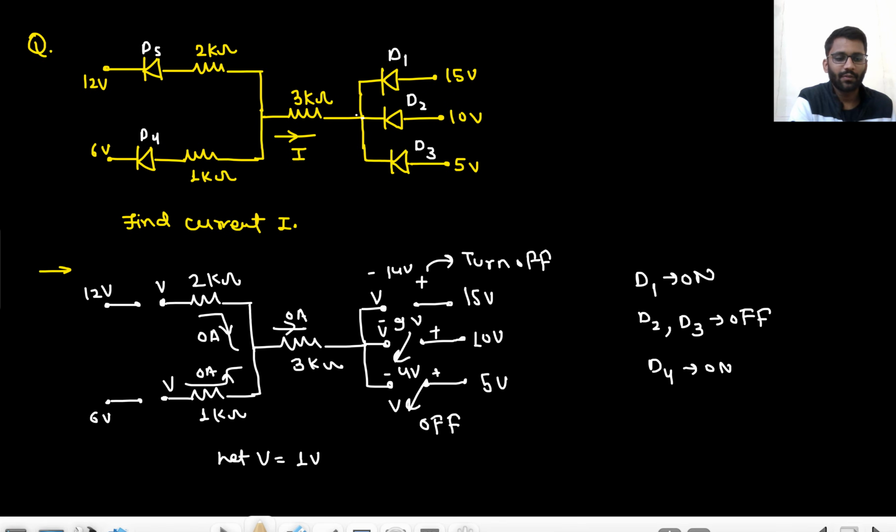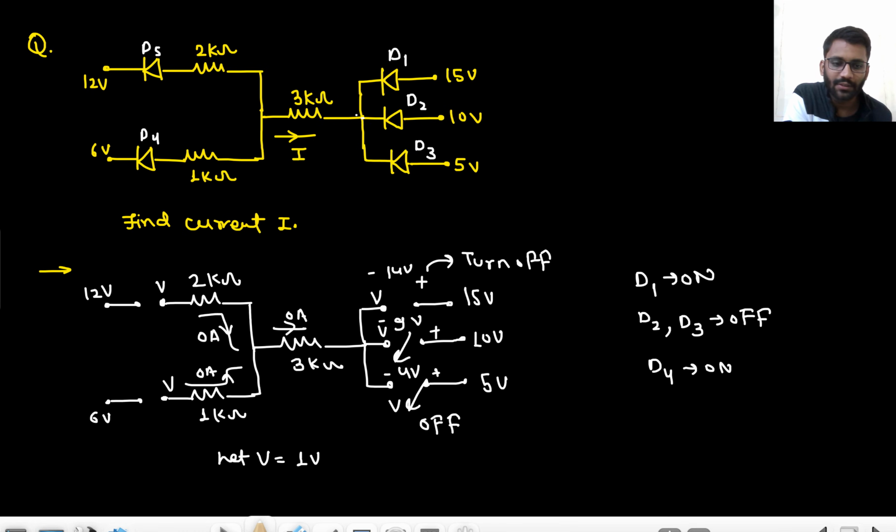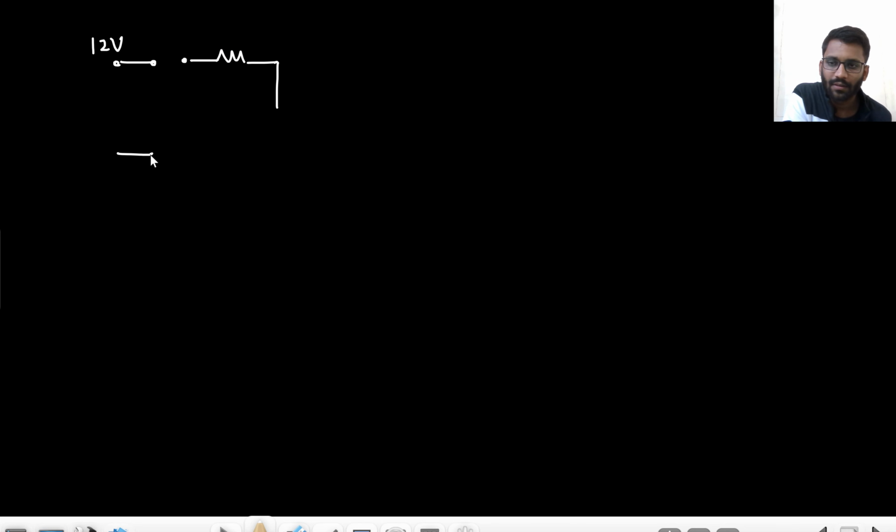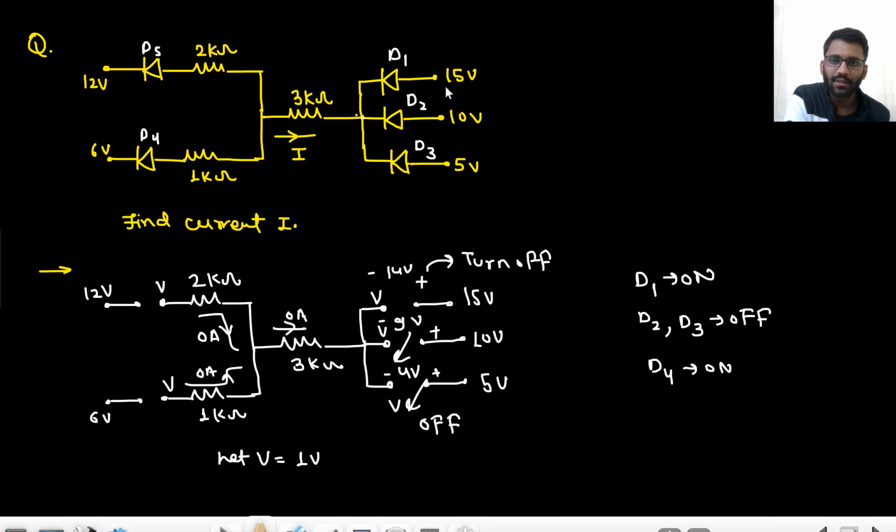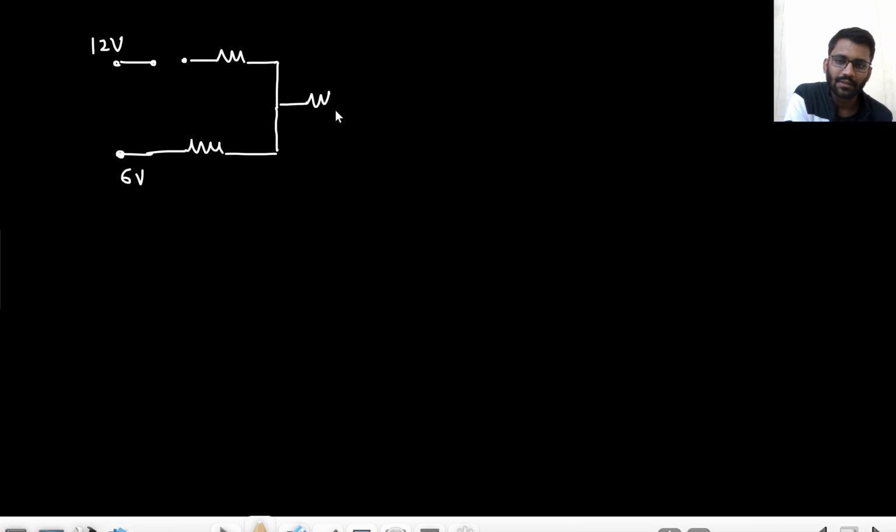Now you don't know the condition of this one. So here this is still open circuited. This is still 12 volt. And this is shorted now, right? Shorted and a resistance of 1 kilo ohm is there. I don't need to write the resistance here. Why? Because this is open ended, so this won't come into action. This is 6 volt. And here only one diode is on, that is 15 volt. So this is 3 kilo ohm, and here I have 15 volt, and this is 3 kilo ohm.